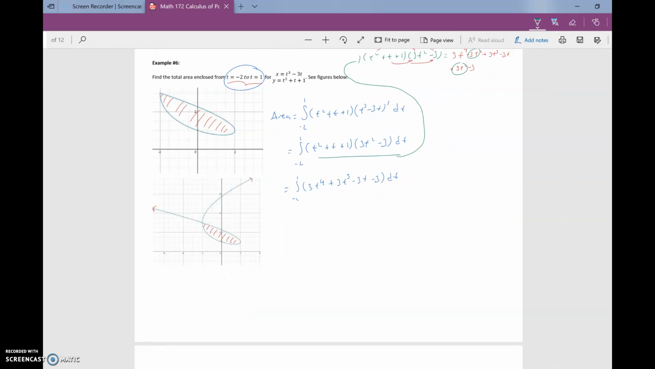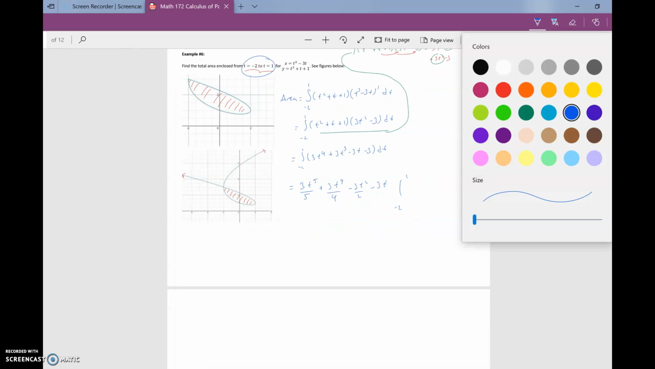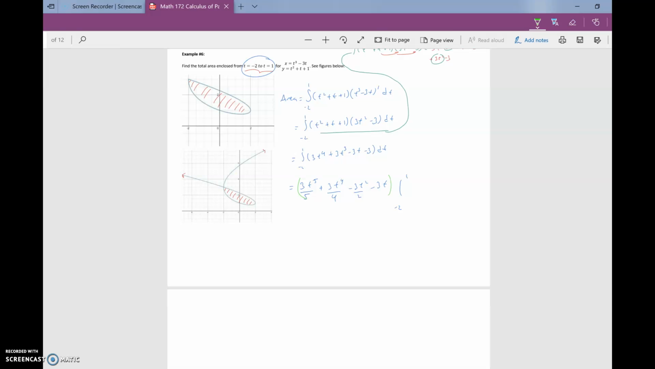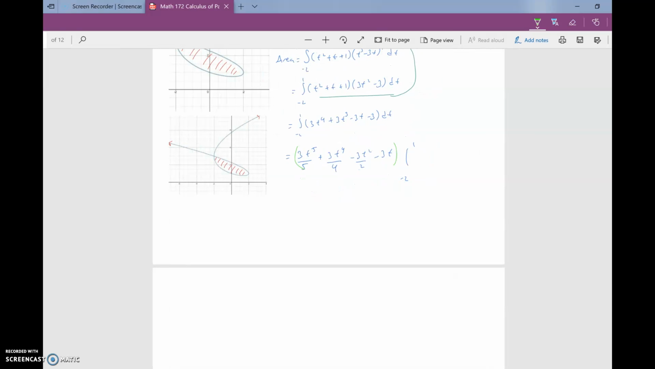Okay, so let me evaluate the integral, and it's going to turn out to be a little bit messy on the next step. So our integral is going to be 3t to the fifth divided by 5, plus 3t to the fourth divided by 4, minus 3t squared divided by 2, minus 3t, evaluated from negative 2 to 1. Let me put parentheses, and let me evaluate these on the side, because I see the messy fractions.